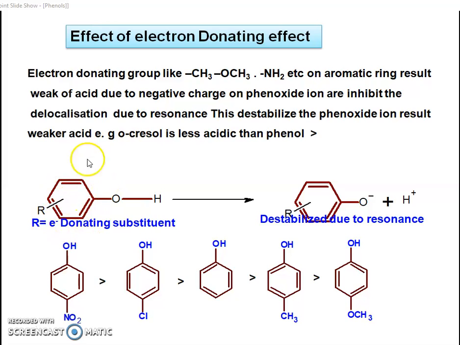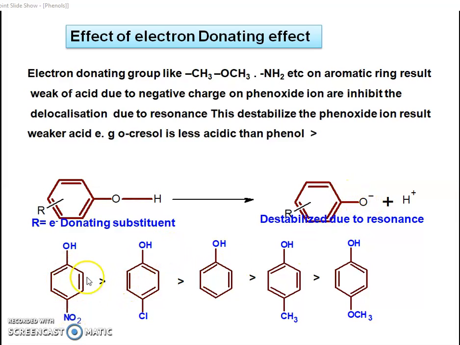We see structures like phenol. Here is an electron donating group, and the phenoxide ion has this electron donating group. These phenoxide ions are destabilized. Why are they destabilized? Because of the negatively charged oxygen given in the resonating structures, and this R group acts as electron donating on this side, which destabilizes the phenoxide ion.